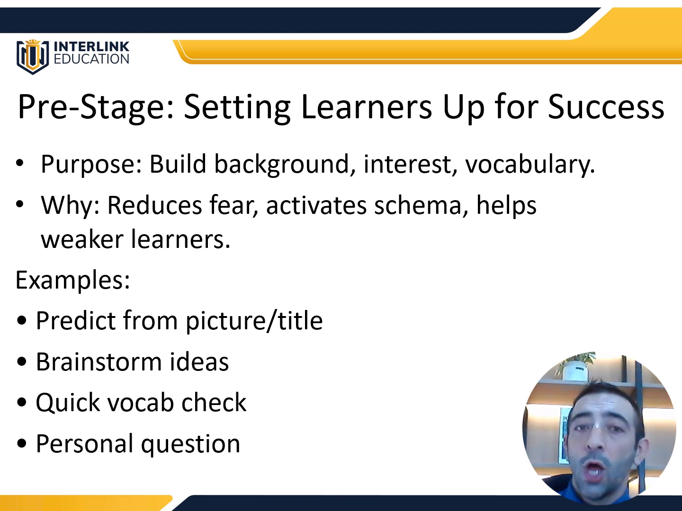Brainstorm ideas. So for example, you could show pictures from the story and they could brainstorm things that they think the story is about. For higher levels, you can give the title of the story or a brief description of the story. Then they could brainstorm ideas about what they think that they're going to hear. Vocab check, you could take some key vocabulary out from the listening or the reading text. You could just do a quick check.